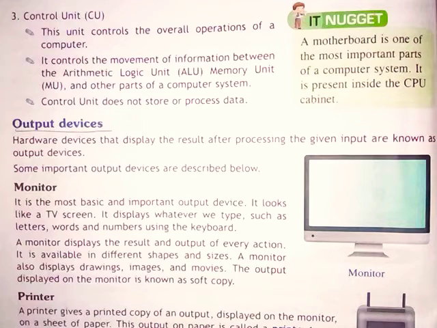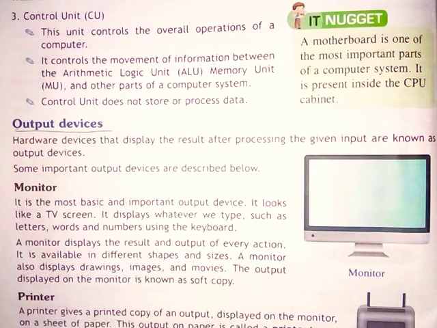A monitor displays the result and output of every action. It is available in different shapes and sizes. A monitor also displays drawings, images, and movies. The output displayed on the monitor is known as a soft copy. Printer.